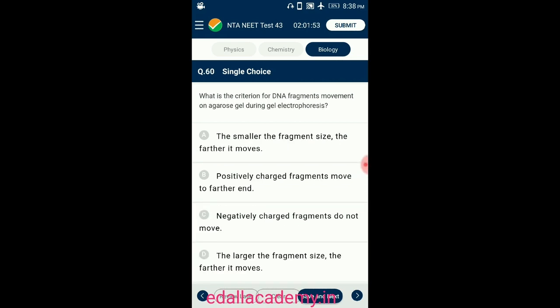Question number 60. What is the criterion for DNA fragments' movement on agarose gel during gel electrophoresis?